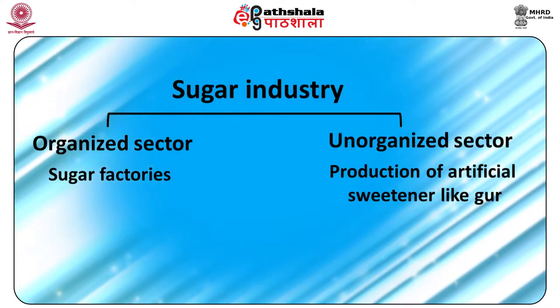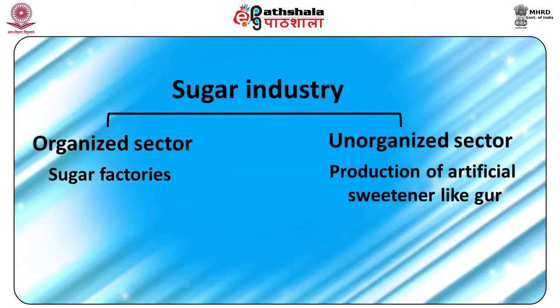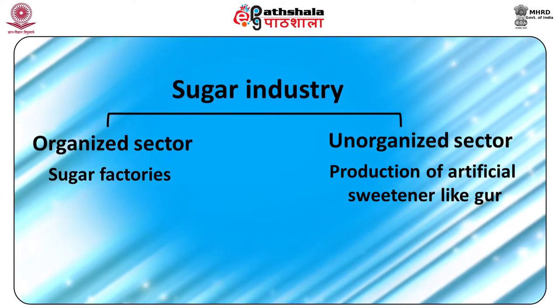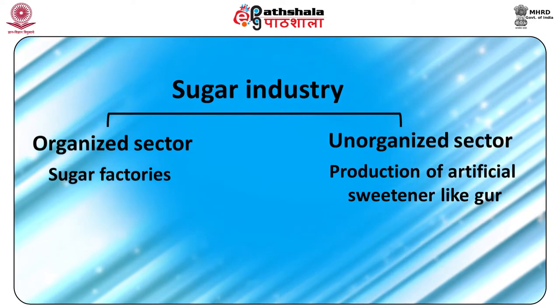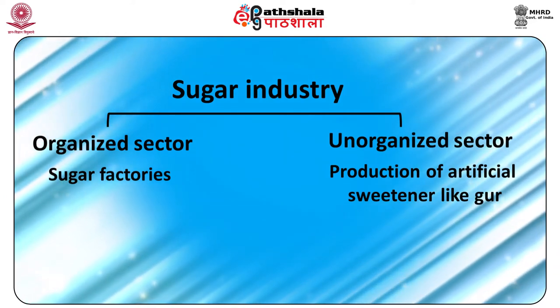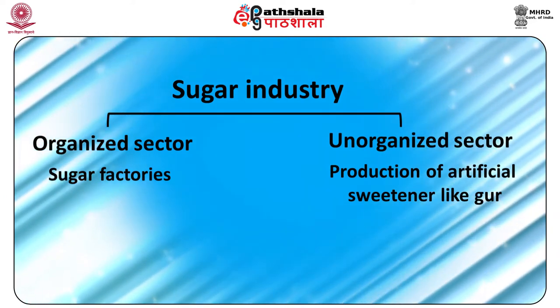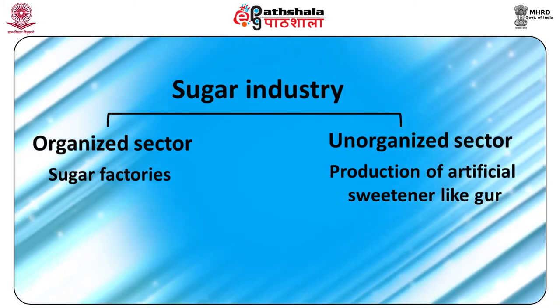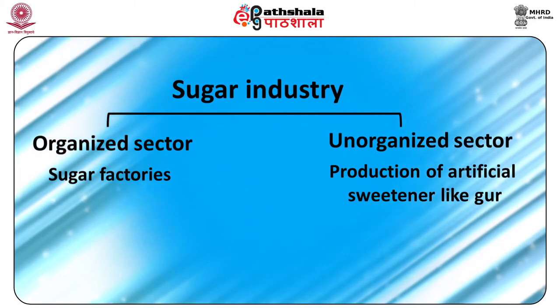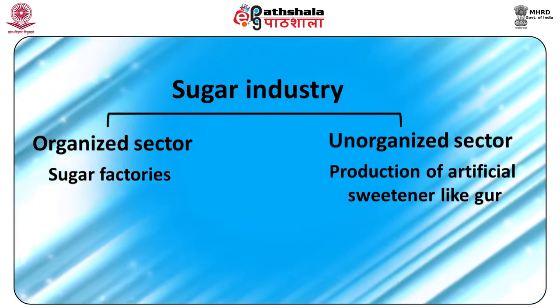Let us now have a closer look at the sugar industry. Sugar industry is divided into two sectors, the organized and the unorganized. The organized sector covers the sugar mills which are producing sugar from sugarcane, whereas the unorganized sector takes into account the small farmers or small scale industries which are producing the traditional sweeteners such as gur.